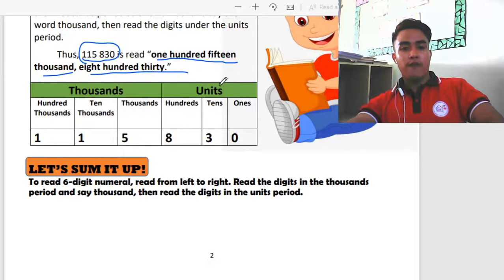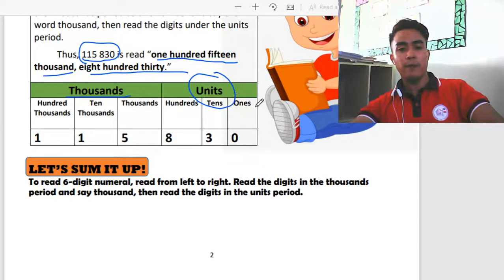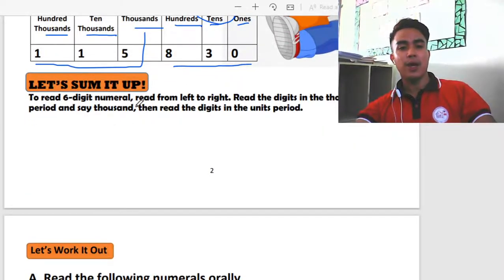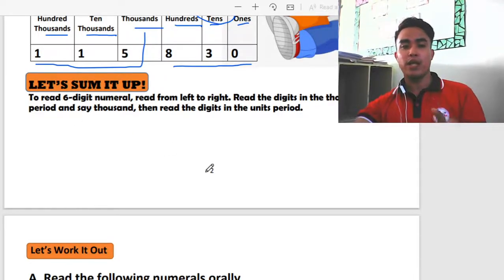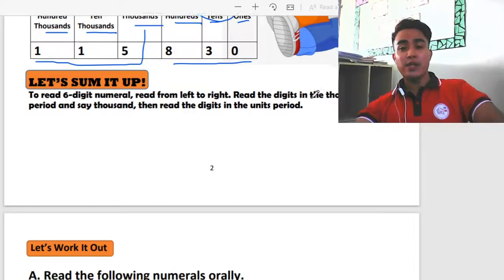Next, we have units and we have thousands. So the place values here are ones, tens, hundreds, thousands, 10,000s, 100,000s. Or it can be read as 115,830. Okay, let's sum it up. To read a 6-digit numeral, read from left to right. Read the digits in the thousands period and say thousand. Then read the digits in the units period.